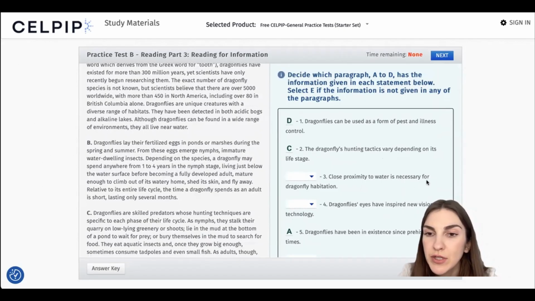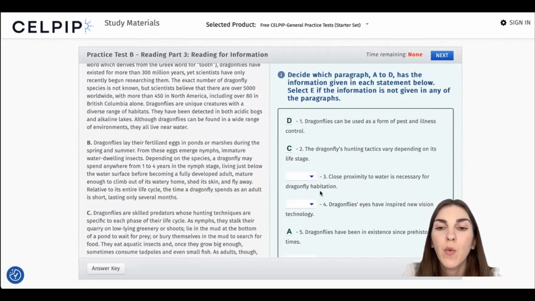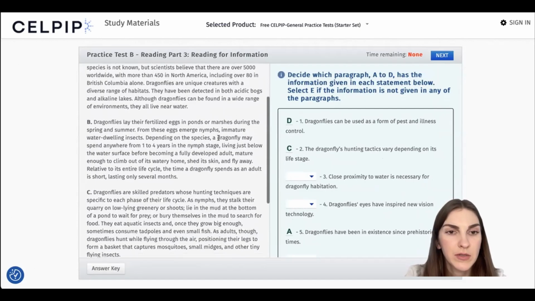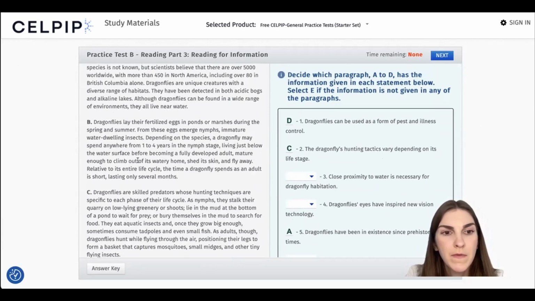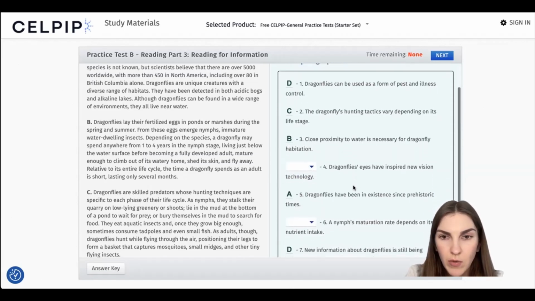Close proximity to water is necessary for dragonfly habitation. Where did we read about this? I think it was paragraph B. Let's check it. Dragonflies lay their fertilized eggs during the spring. A dragonfly may spend time living just below the water before becoming adult. So they live in the nymph stage below the water surface. That is necessary for dragonfly habitation, so I guess this one will be B as well.